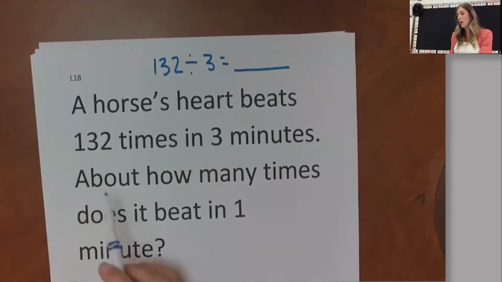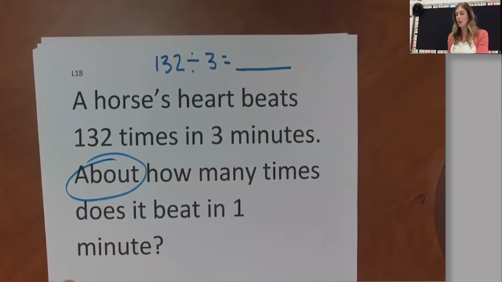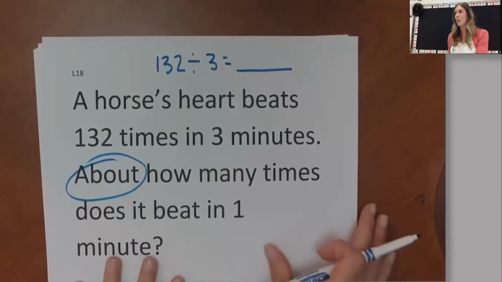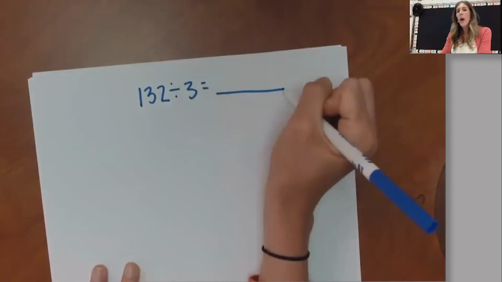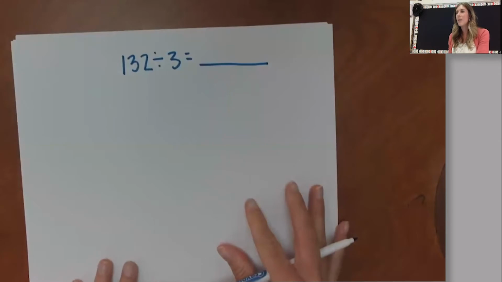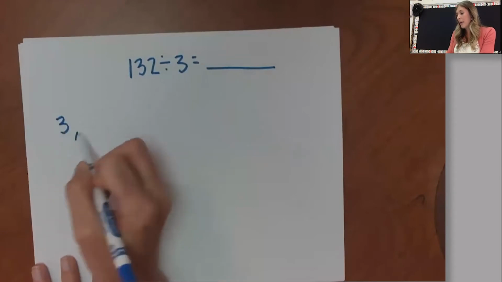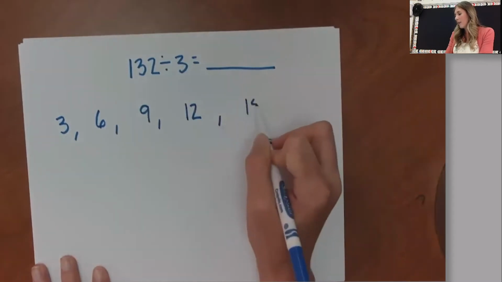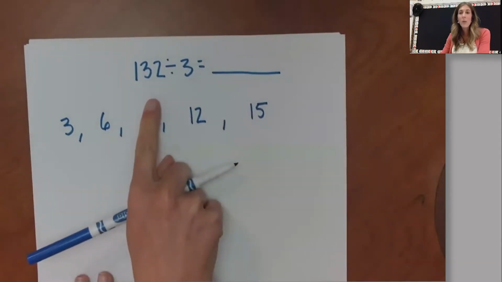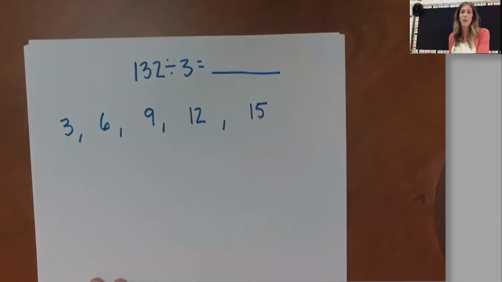And we know that we see this word about, so that lets us know that we can estimate. It's not looking for an exact answer. About how many times does it beat in 1 minute? So when we're thinking about 132 divided by 3, what are some numbers that divide easily by 3? Right, we can think about our multiples. 3, 6, 9, 12, 15. But those aren't anywhere close to 132. And it could take us a while to count our multiples up to that point.